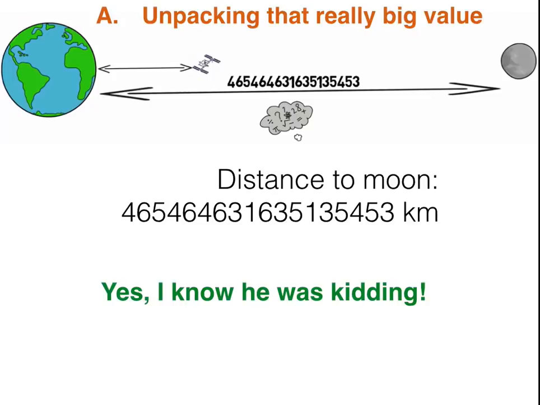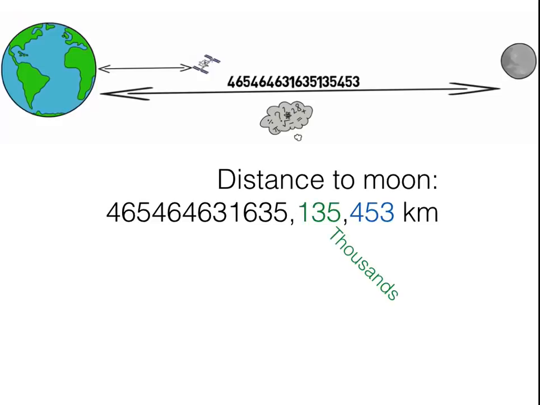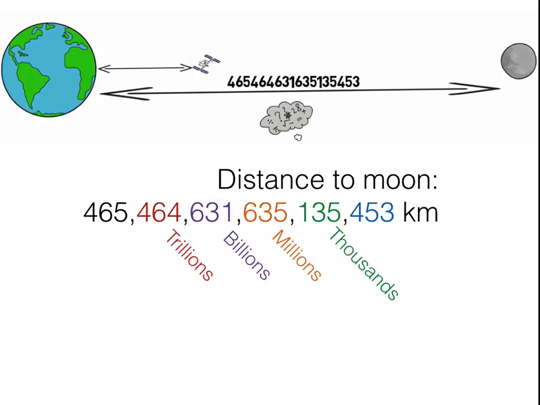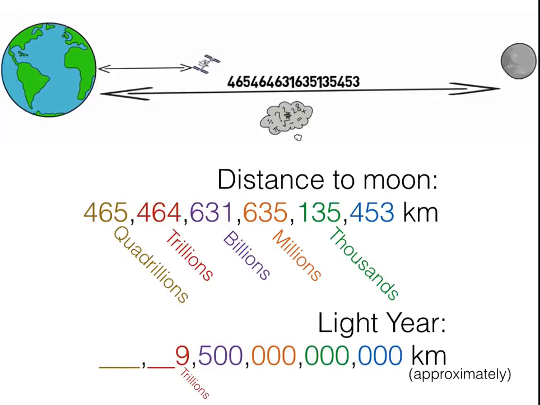So first we'll unpack that big value. I know you were kidding when you wrote that big, huge number. But let's actually play with this. Let's see what this number really means. So we've got thousands, millions, billions, trillions, quadrillions, 465 quadrillion kilometers. Just for reference, a light year is about 9.5 trillion kilometers. That means the distance to the moon is about 49,000 light years for your example, right?